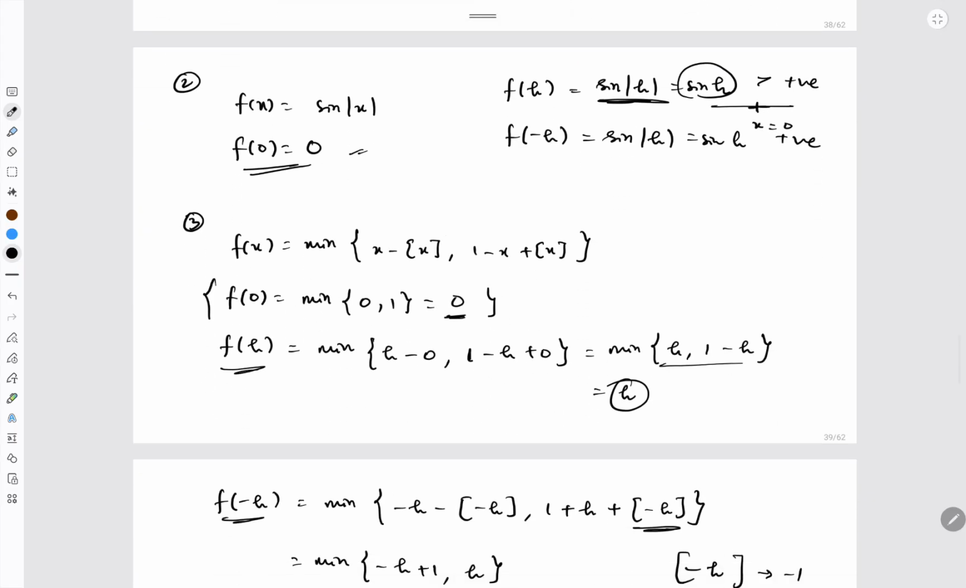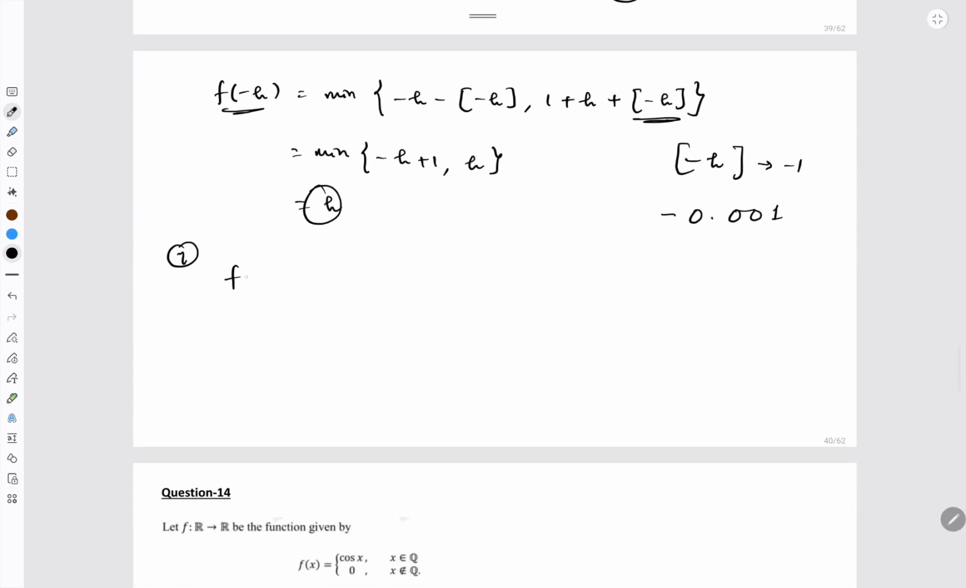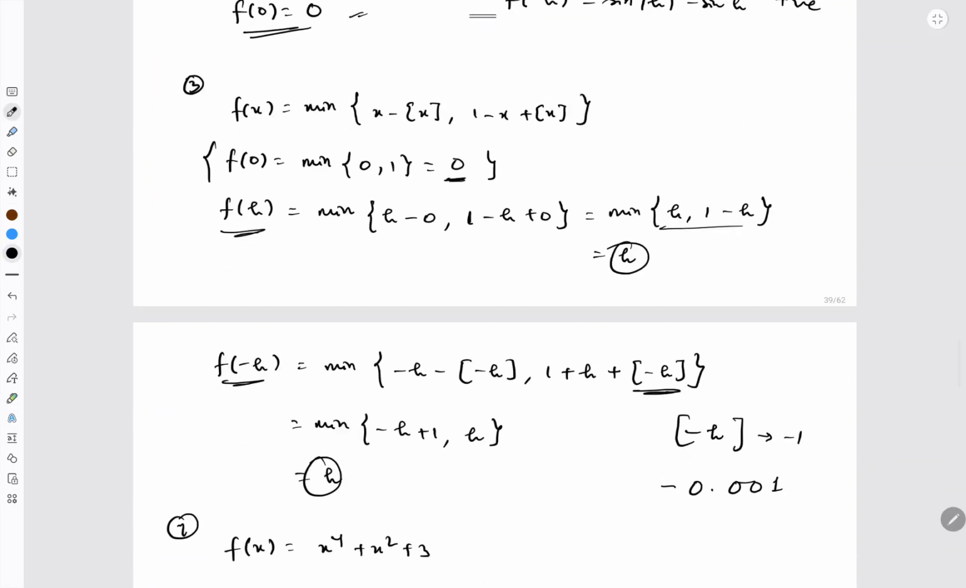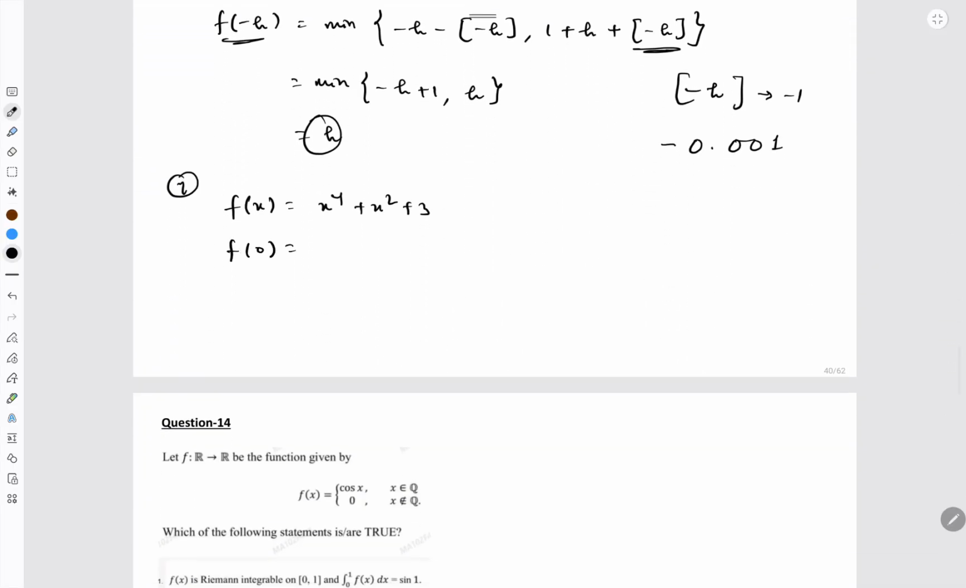And similarly we can do it for question 4. f of x is x to the power 4 plus x square plus 3, I guess. Let me just see. Yeah. So f of 0 is basically 3. f of h is basically h power 4 plus h square plus 3. f of minus h is the same, because negative power 4 is the same as positive power 4, and negative power 2 is the same as positive power 2, and these two numbers are greater than 3, because if I take h as positive, h power 4 is positive and h square is positive, so this is greater than 3, so this is the point of local minima.